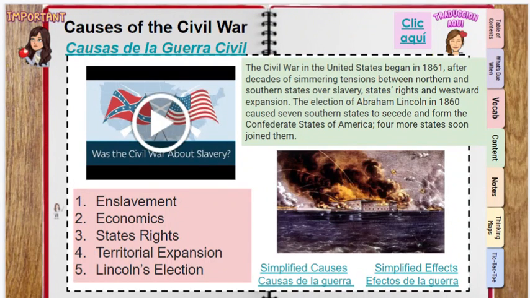Number one cause of the Civil War is the issue of enslavement and slavery. The South wants it to exist, the North does not. The South wants it to expand, the North wants to contain it.